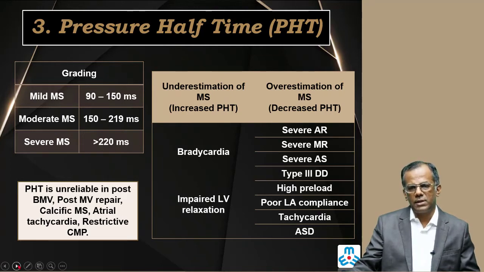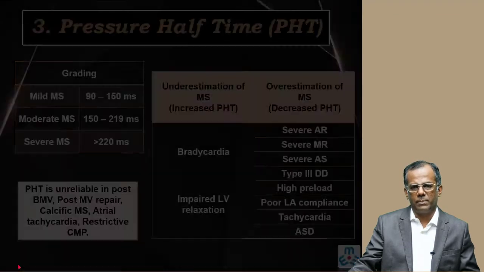There can also be fallacies in using pressure half time to classify mitral stenosis. It can be underestimated in conditions where there is an increased pressure half time, like bradycardia and impaired LV relaxation. When there is a decreased pressure half time, there can be an overestimation of mitral stenosis. These conditions include severe AR, MR, AS, a type 3 diastolic dysfunction, high preload, tachycardia, poor LA compliance, and ASD. Pressure half time is unreliable in post-BMV situations, post-MV repair situations, calcific MS, atrial tachycardia, and restrictive cardiomyopathy.